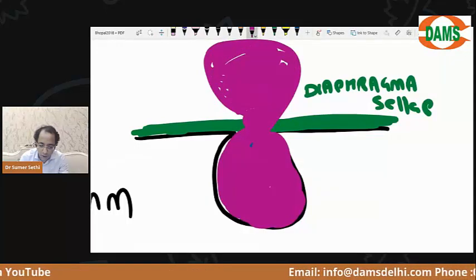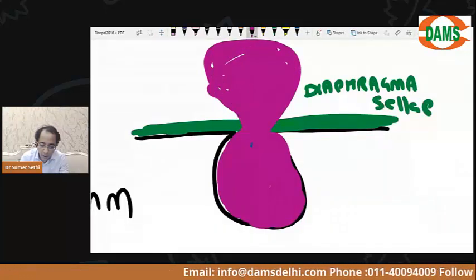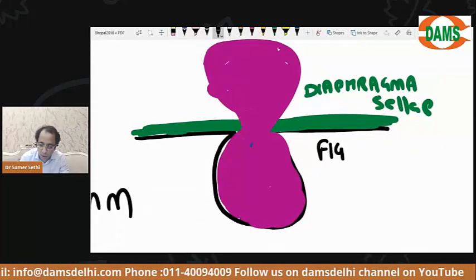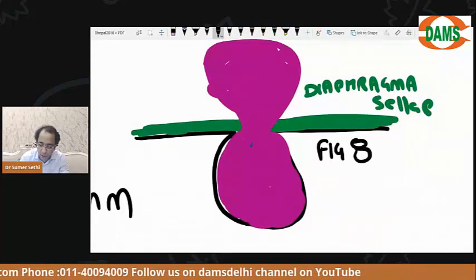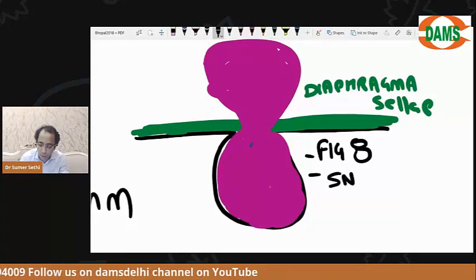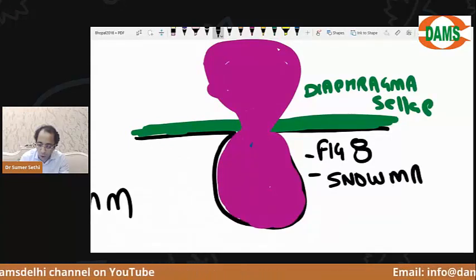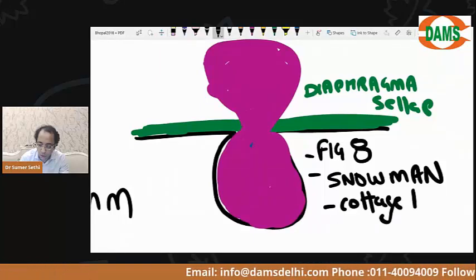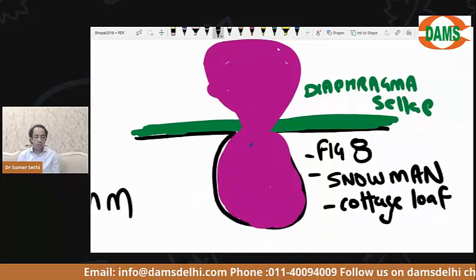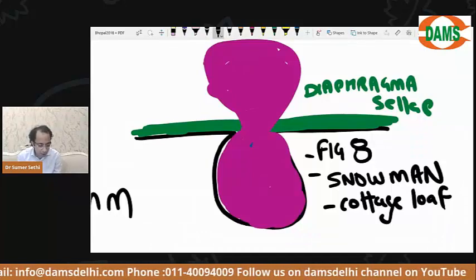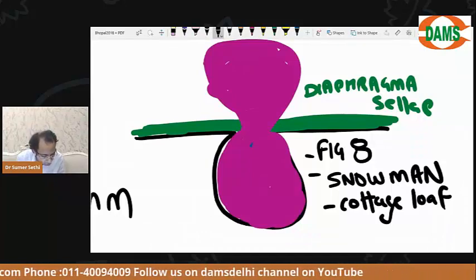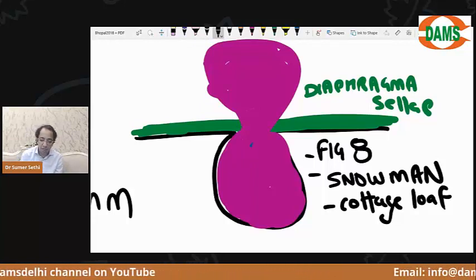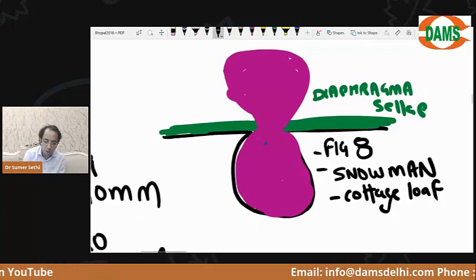So pituitary tumors are indented in the center by diaphragma sellae, giving rise to an appearance called as figure of 8 appearance, also called as snowman appearance, also called as cottage loaf appearance. Are you clear? Pituitary macroadenomas will give rise to a figure of 8 appearance, snowman appearance, cottage loaf appearance.